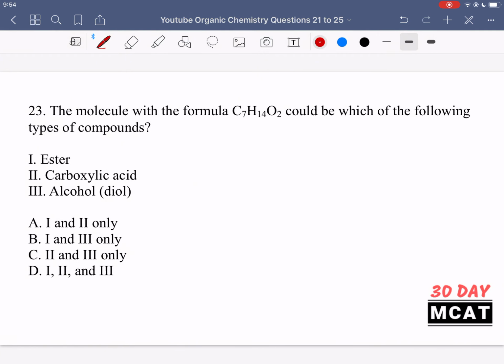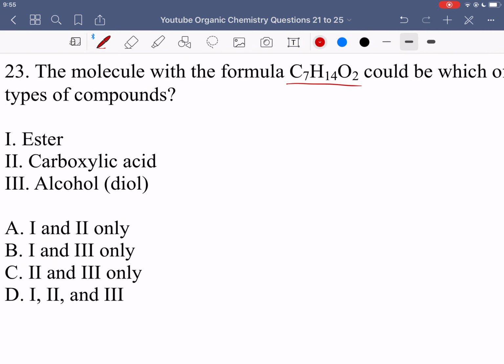Now in question 23, we're asked, the molecule with the formula C7H14O2 could be which of the following types of compounds? So we have a given chemical formula. Which type of compound can it be? Can it be an ester? Can it be a carboxylic acid? Can it be a type of alcohol? For this, the best thing would be to actually draw out some example molecules, but you can also get some hints from the chemical formula.